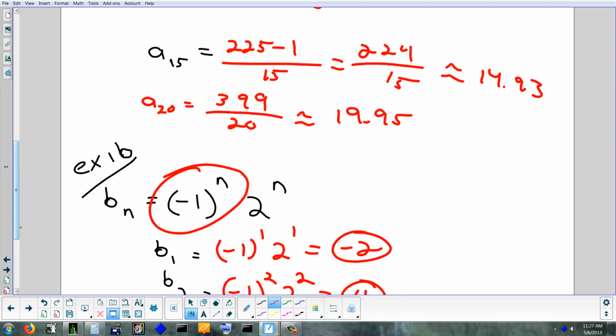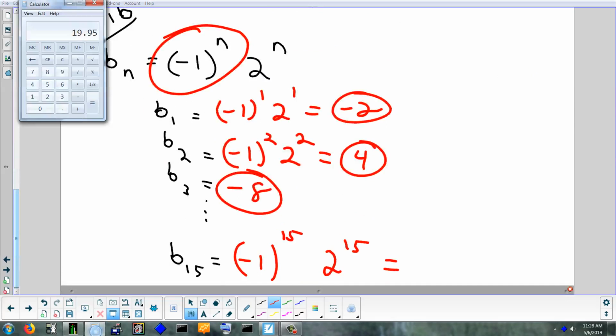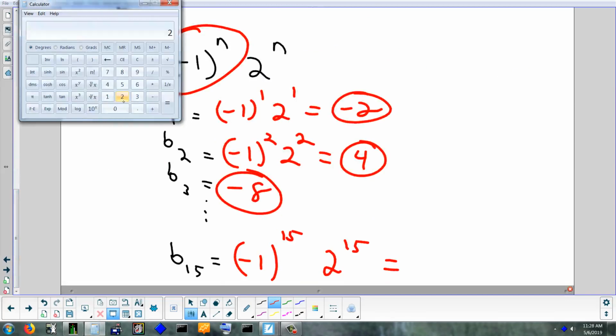And now let's do the 15th term, sorry. So we got negative 1 to the 15th. What's that going to be? Yep. Negative 1. That one's easy to do. 2 to the 15th. This is going to be a pretty big number. Probably not in the millions. Probably still in the thousands, but pretty big. So let's do negative 1 times 2 to the 15th. So 2 to the 15th is 32,768, and we're going to make it negative.